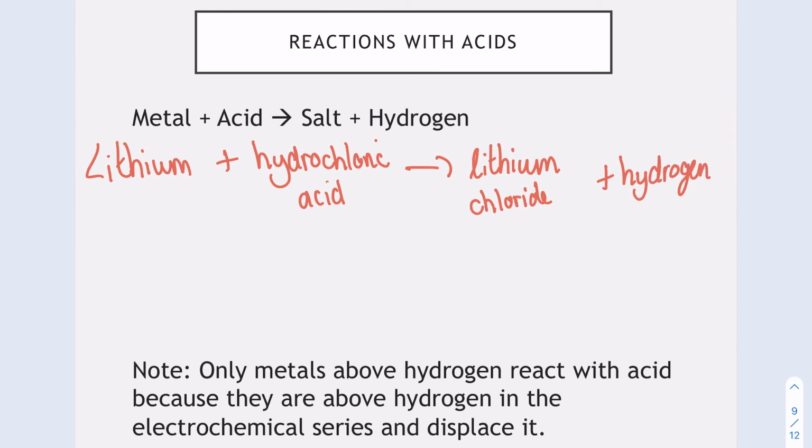So let's do our chemical equation, Li plus HCl. Lithium chloride, they've both got a valency of 1, so it's nice and easy.